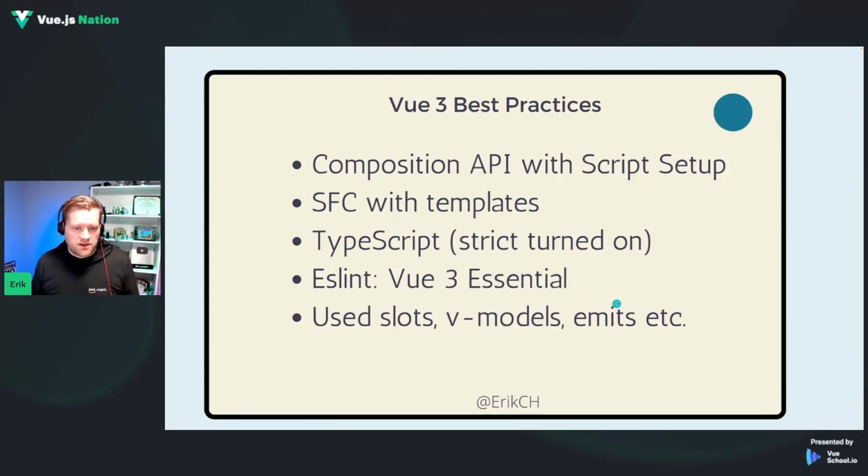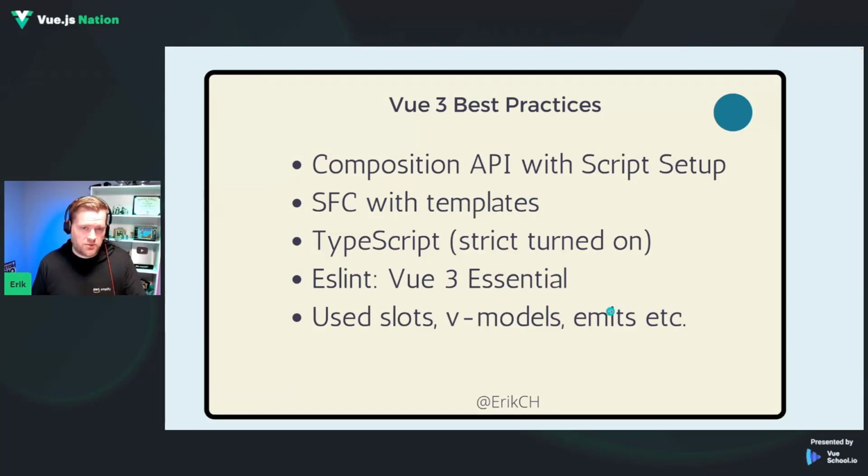And so for Vue 3 best practices, we went with, obviously, the Composition API. This was actually over a year ago, so Composition API with script setup wasn't as popular as it is today, but we decided to go with that. We use single file components with templates. We looked at using JSX or render functions or some other way, but we wanted to make sure that if people came in, since it is an open source project, they would be familiar with it. And so we use templates.